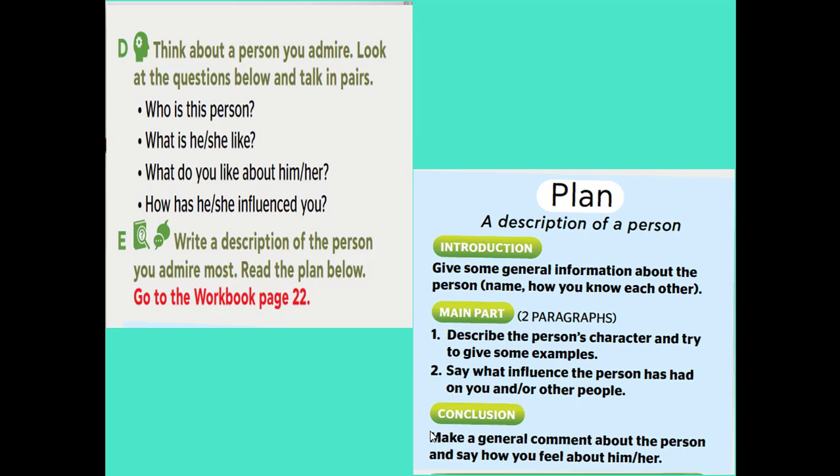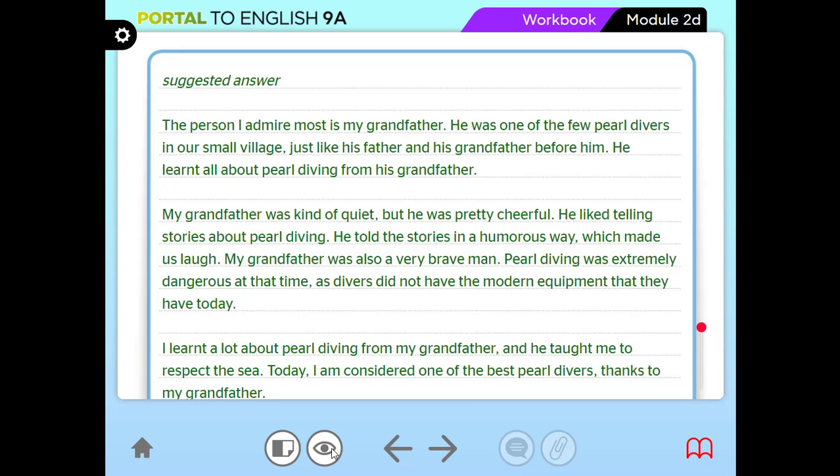Now, let us go to page 22 in the workbook and have an idea how to apply these facts. First, we will write 4 paragraphs. An introductory paragraph, which will give some general information about the person, name, how do you know each other. Then the body will be 2 paragraphs. The first one to describe the person's character and to try to give some example. The second, to say what influence the person has had on you and other people. Finally, the conclusion is to make a general comment about the person and say how you feel about him. So, dear students, now let's have a look at this model we have in hand.